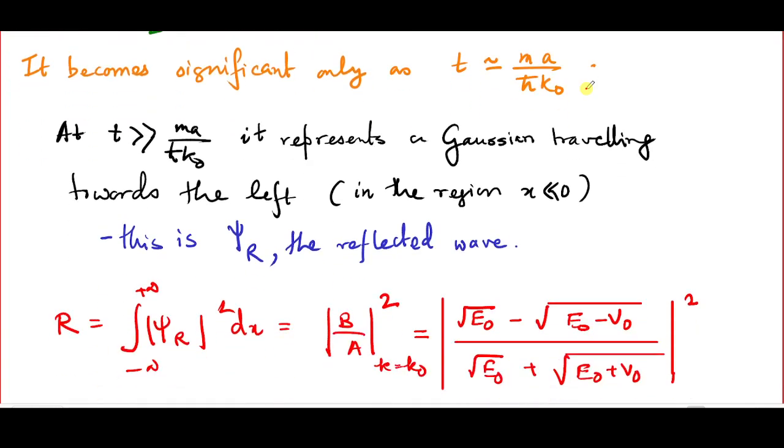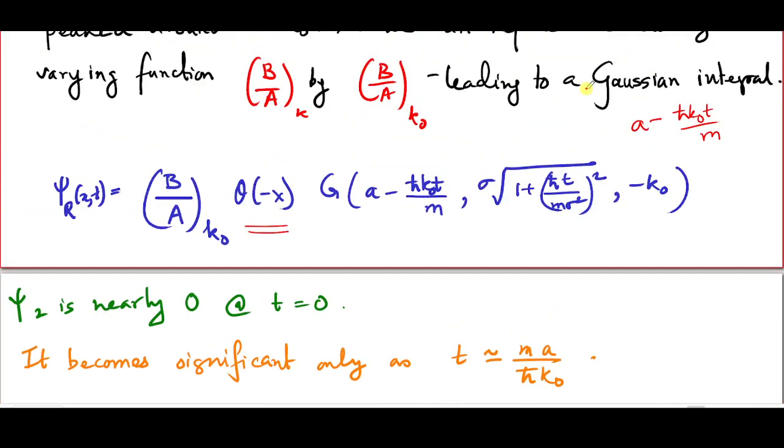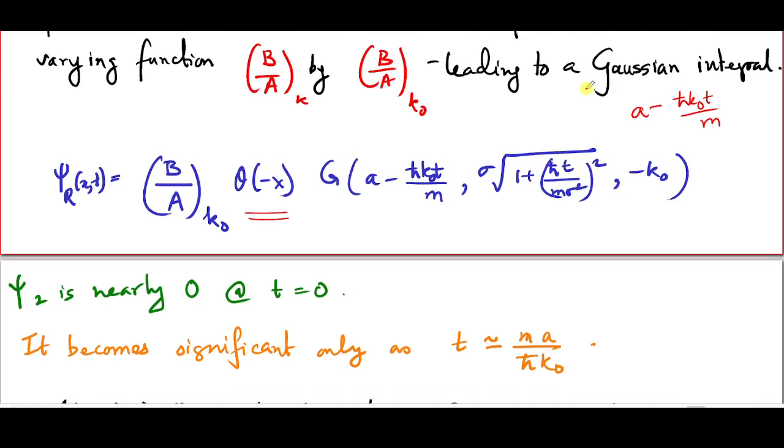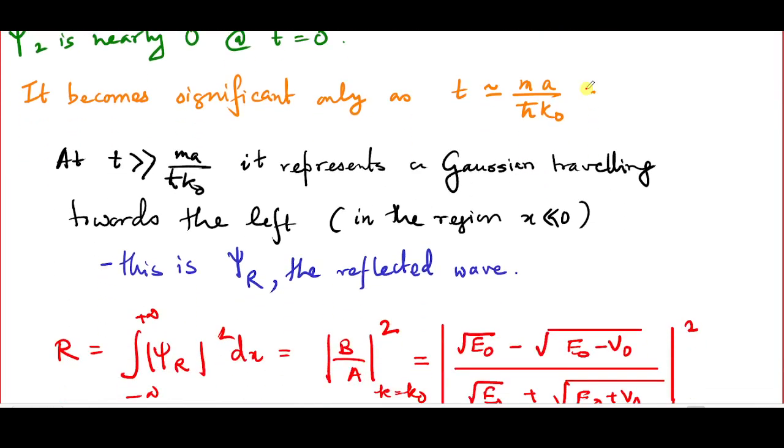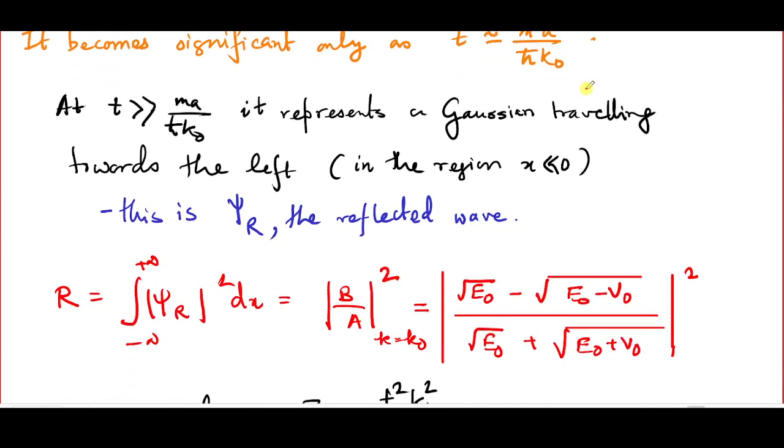And how do we calculate the reflection coefficient? It's just the integral of psi r mod square dx. Since the Gaussian piece is already normalized to 1, the theta minus x for large positive times does not contribute anything more than what the Gaussian has already done. You integrate and you find that the answer is simply b by a mod square, which here we have written in terms of the energy E0. This is just k minus k prime by k plus k prime, squared.